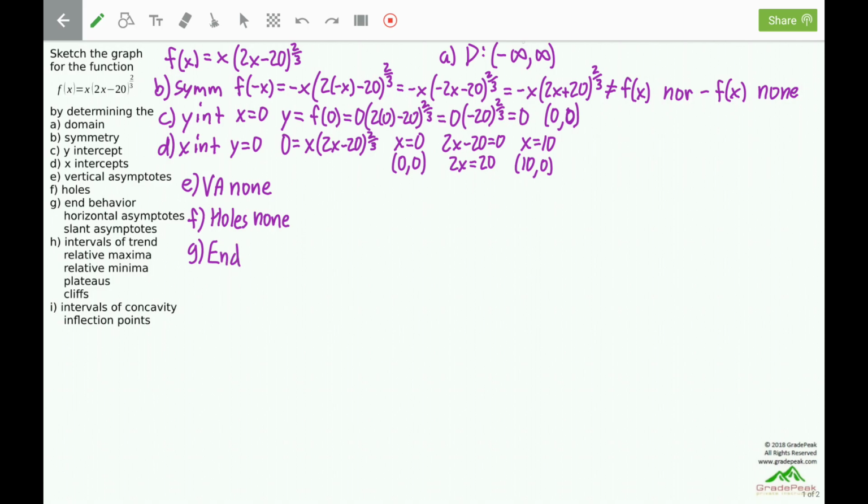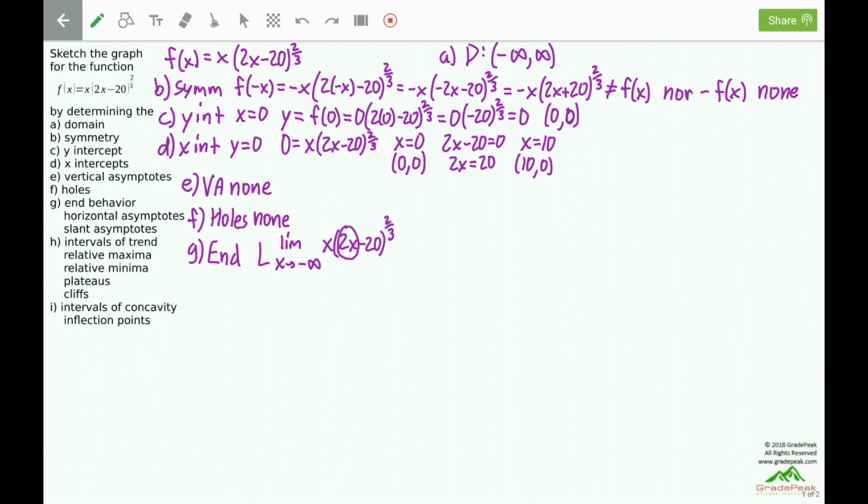And since the domain has the left end as negative infinity and the right end as positive infinity, the left end and right end behaviors will be positive infinity or negative infinity. We can determine the left end behavior by taking the limit as x approaches negative infinity, the left end of the domain, of x times (2x minus 20) to the 2/3 power.